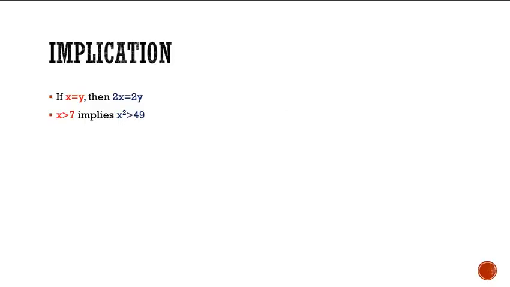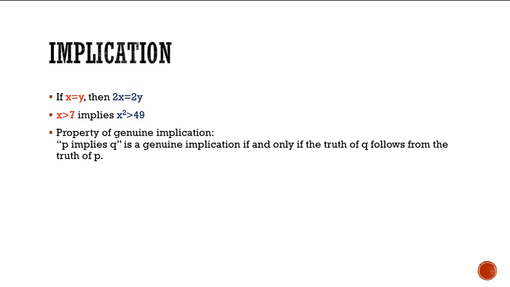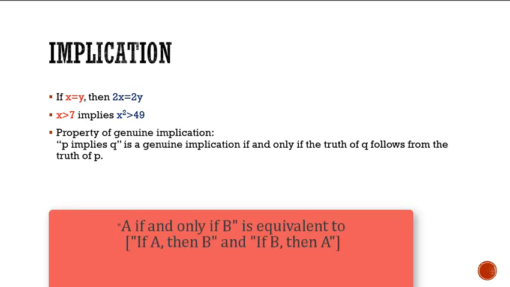Here we have two examples of implications, where the words painted in red are the antecedents and the words painted in blue are the consequents. A property of implication that will be of big help in our task is one that I call the property of genuine implication. And to be more precise about what I mean with the words "if and only if", I will leave the definition of what I mean with the words "if and only if".